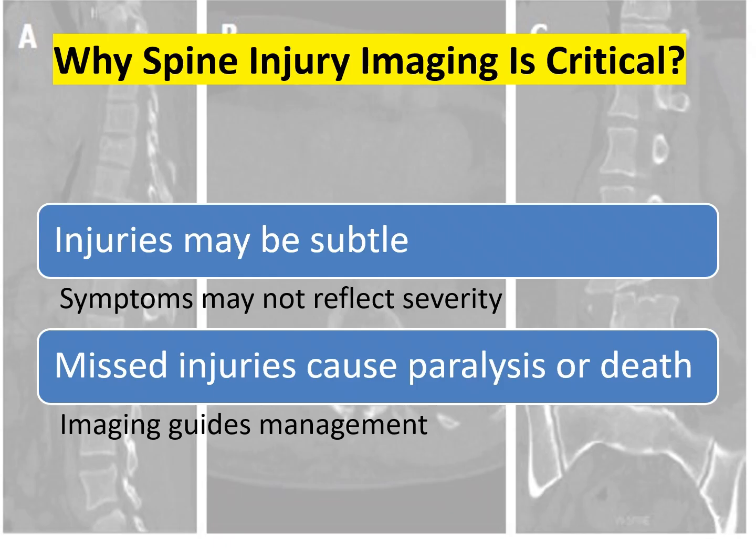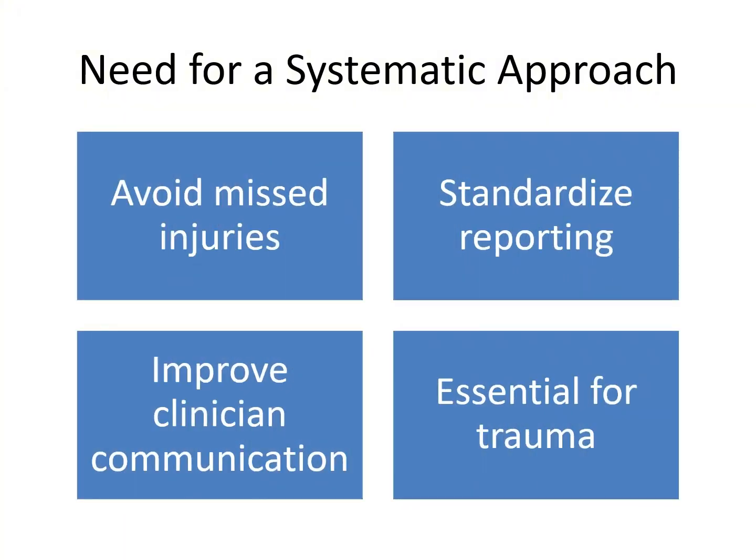Welcome to this video on spine trauma imaging, where we will cover a high yield systematic approach you must know regarding spine trauma imaging. Why is a systematic approach required for spine trauma injury? The need for a systematic approach is to avoid missed injuries, standardize reporting, improve clinician communication, and it is essential for trauma.